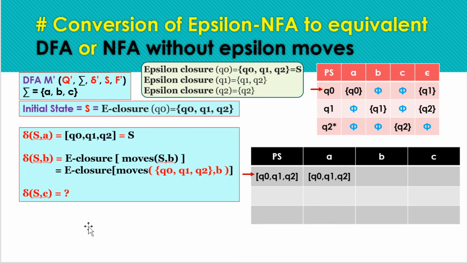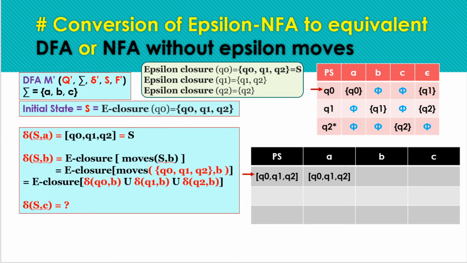Now working on input symbol B. I have written this, and I just removed the steps to clarify things. Now for input symbol B, we have to repeat the same process: epsilon closure of moves from S for input symbol B. Now expanding this, epsilon closure of moves from Q0, Q1 and Q2, because this set is S. Okay, right? Q0, Q1 and Q2 for input symbol B.